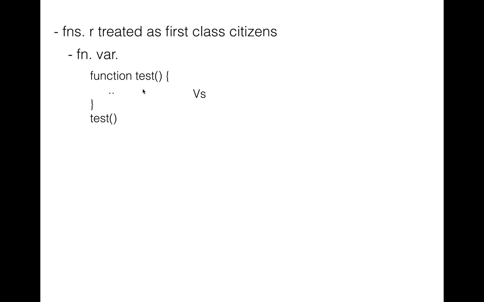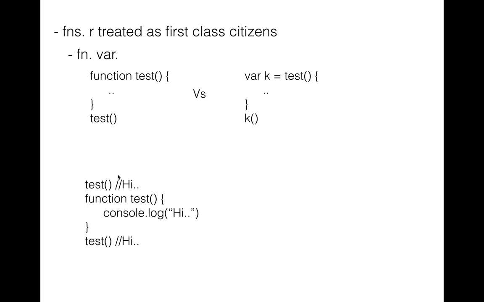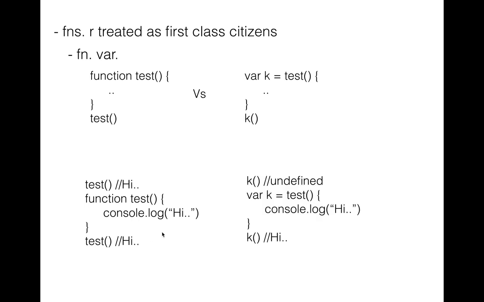Now this is how we would write a normal JavaScript function and then call it. And this is when we make use of a function variable. Now the difference is when we do not make use of a function variable, or rather when we just write a normal function and call it. So when we call the function before the definition or after the definition, we get the expected output, here hi in this case. When we make use of a function variable, when we call the function variable before it is defined, it is undefined. So that is the difference.